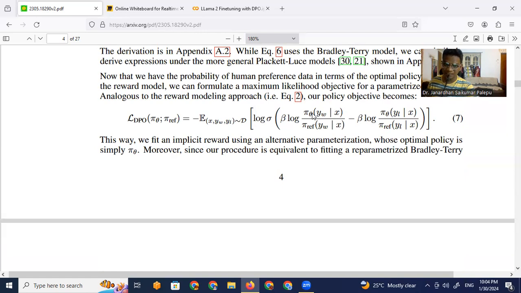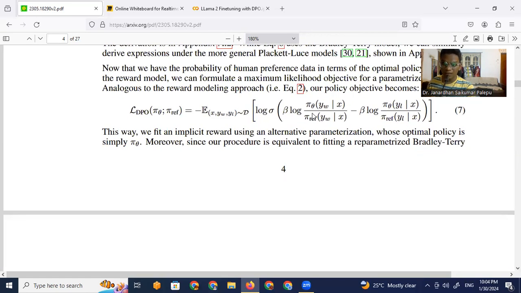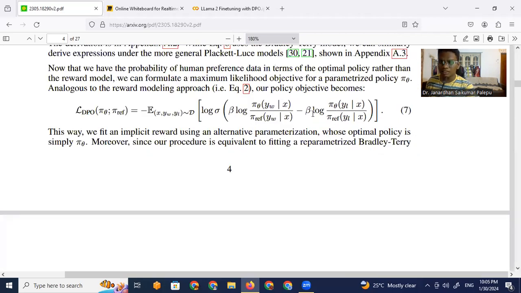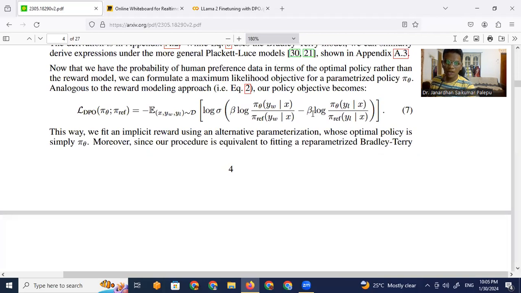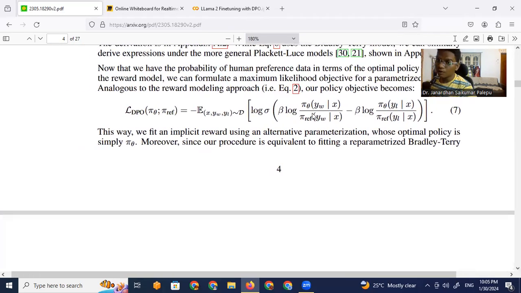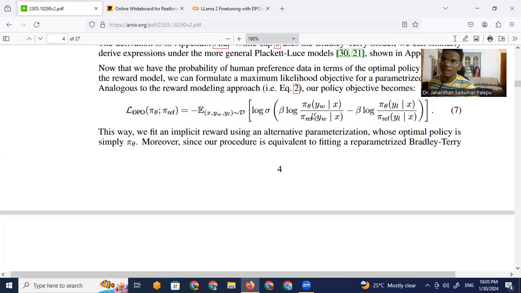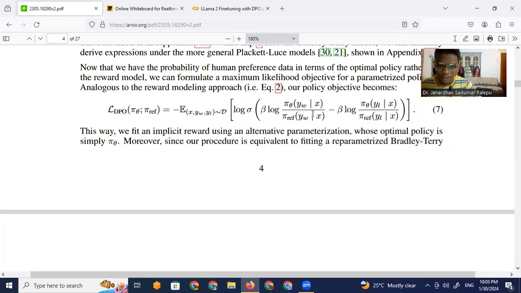So the goal of the model, when we fine-tune the LLM with this loss, is to decrease this loss. This is a negative loss, so in order to decrease the whole value, we need to increase this term, log of all this: beta log of pi theta of YW given X divided by pi ref of YW given X. We want to increase this term.